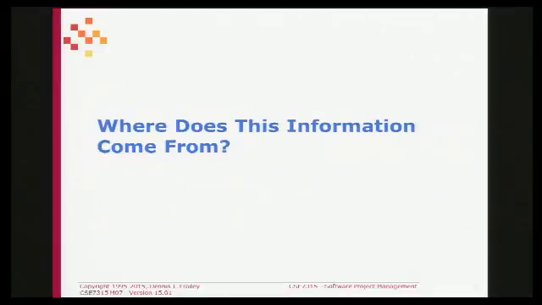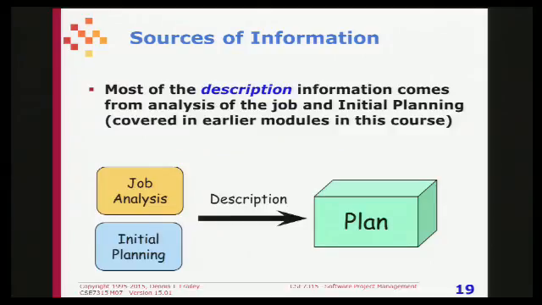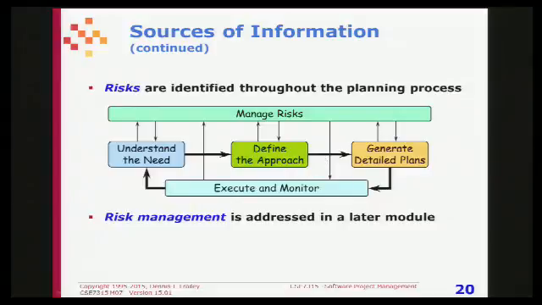Where does all this information come from? It comes from the analysis that we talked about at the high level. The initial planning is where you start. Most of the descriptive information comes from initial planning. Risks are identified throughout the process, and when we talk about risk management, we'll talk more about that.